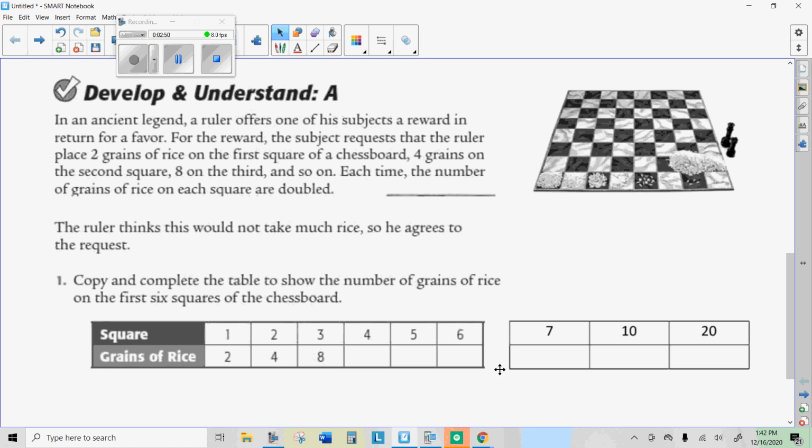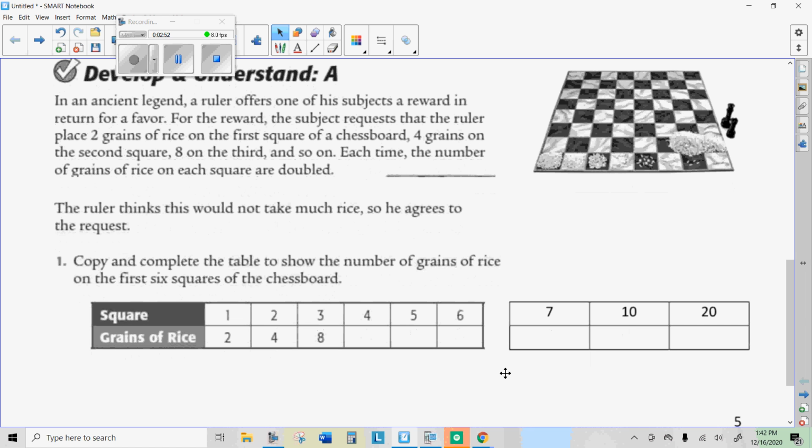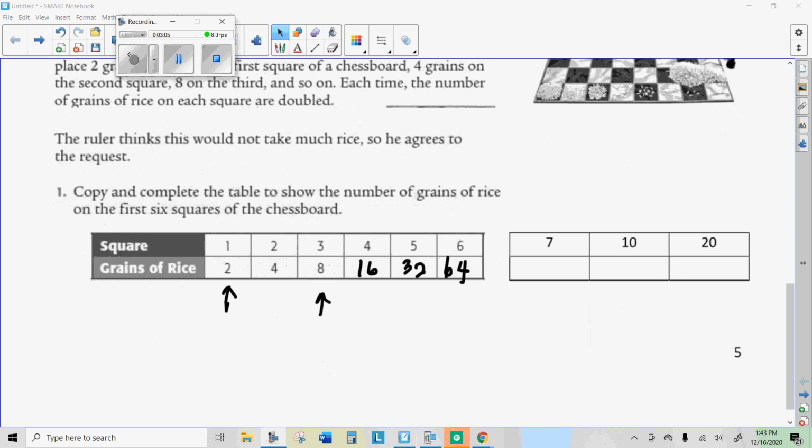So, we're going to fill this in. On the first square, there would be 2 grains of rice. On the second, that would be doubled, so 4. Third would be 8. Go ahead and fill this in up to the 6th. Okay, so I hope you notice you're multiplying by 2. So on the 7th square, he would have 128 grains of rice. On the 10th, you're going to have to multiply by 2 3 more times. So go ahead and figure out the 10th and the 20th square, how many there are.